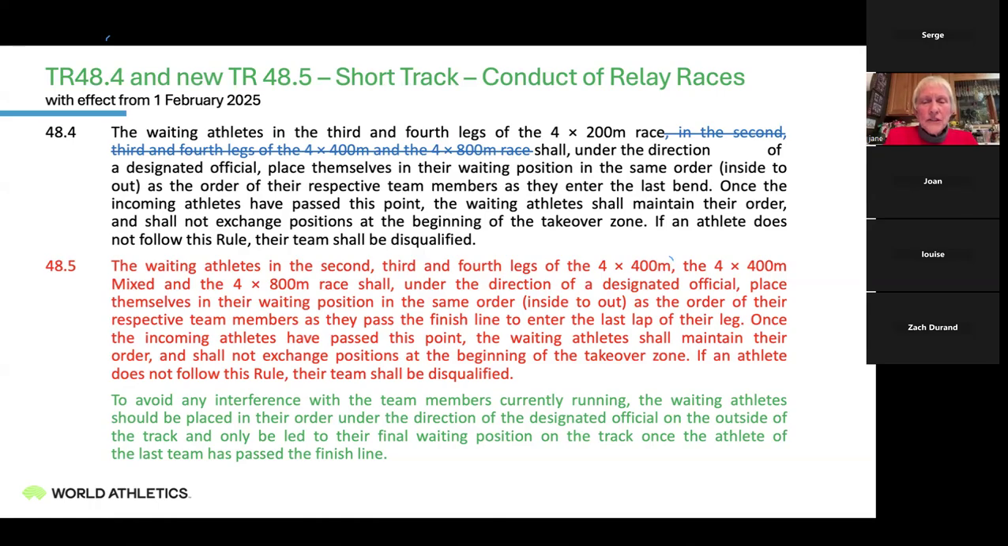Thank you. It's because it says once the incoming athletes have passed this point, the waiting athletes shall maintain their order and shall not exchange positions at the beginning of the takeover zone. And no, now the designated spot is the finish line. Hey, we've got 200 meters for things to change, but we don't change the order anymore. But good question, because you're going to be one of those people putting them out there, aren't you?